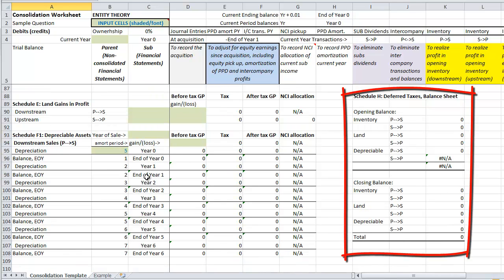Schedule H reconciles your deferred tax account. It does not pick up on any taxes on the loss carryforwards at the date of acquisition. This too will need to be separately considered and manually adjusted if this is applicable to your circumstances.